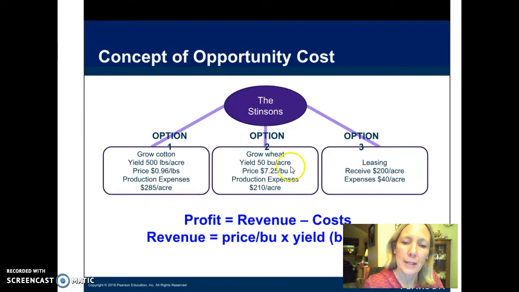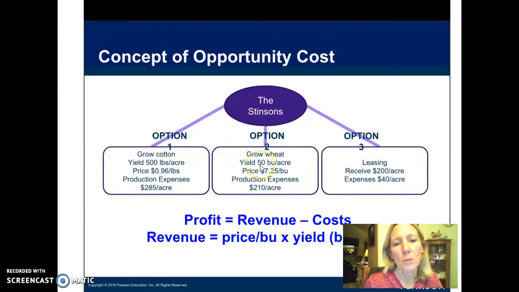Or you could grow wheat, and wheat you would get 50 bushels an acre. You sell the wheat for $7.25 per bushel. That BU means bushel. And your production expenses are a little bit lower than for cotton, only $210 an acre. So you'd have to figure out your profit there. Or you could just lease out your ground, and you would receive $200 an acre, and your expenses would be $40 an acre. So which option would you choose?